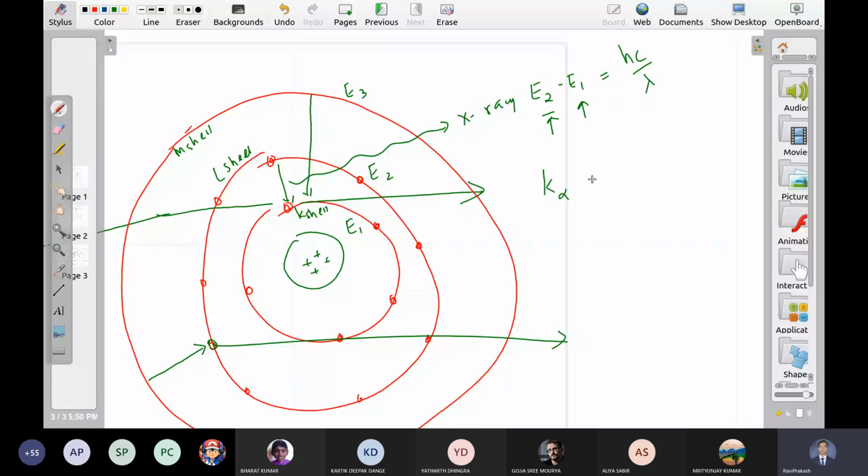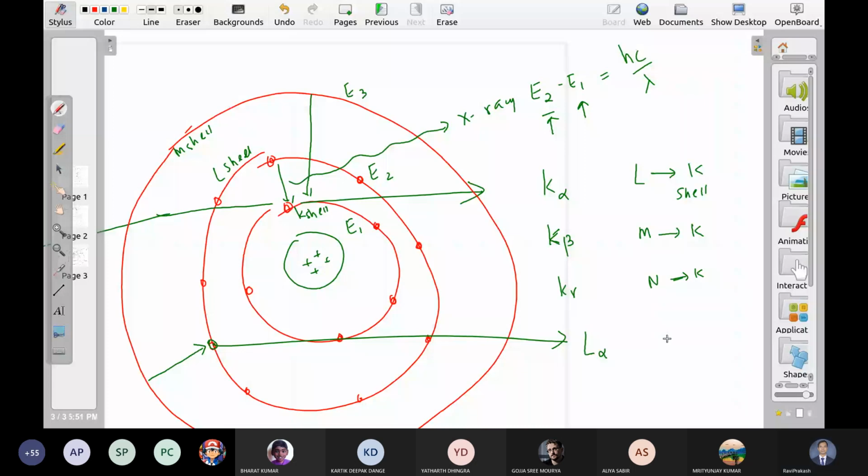We can get the K beta line. What is the K beta line? When an electron jumps from M to K shell. We can get similarly K gamma and so on. We may also get L alpha. L alpha means electrons are jumping from M to L. L beta means N to L. Okay, so this is some nomenclature.